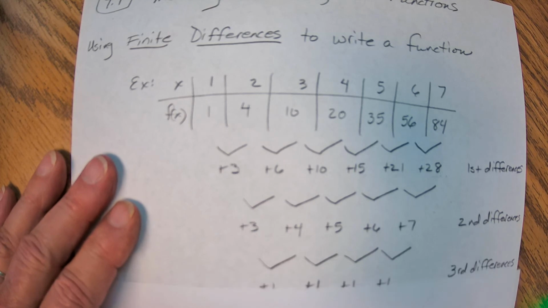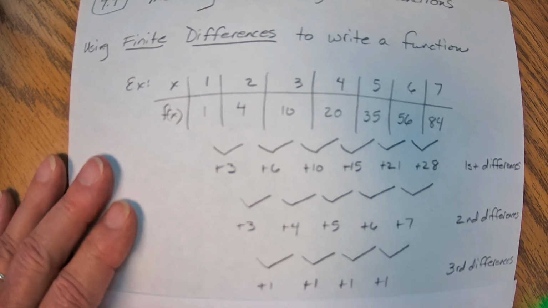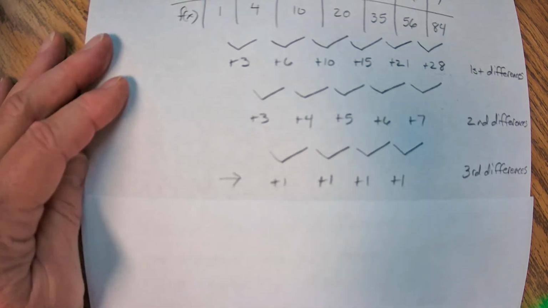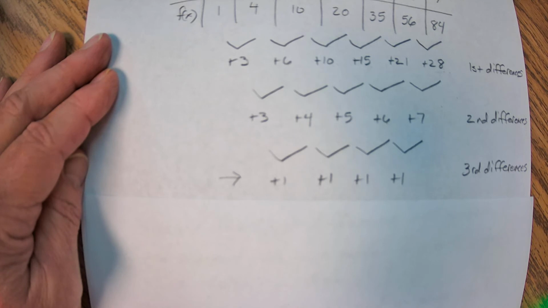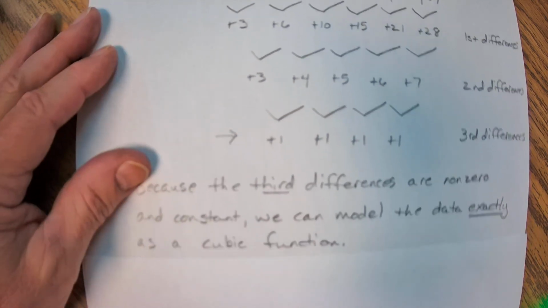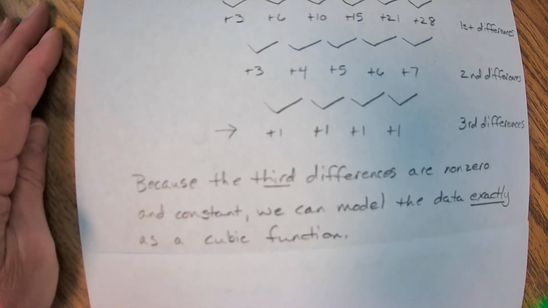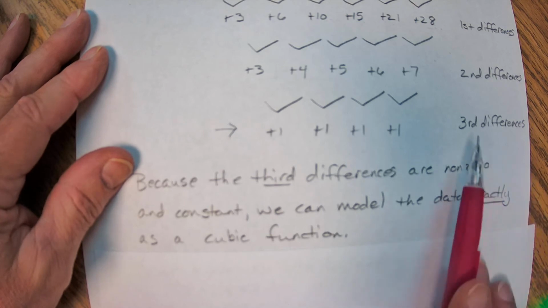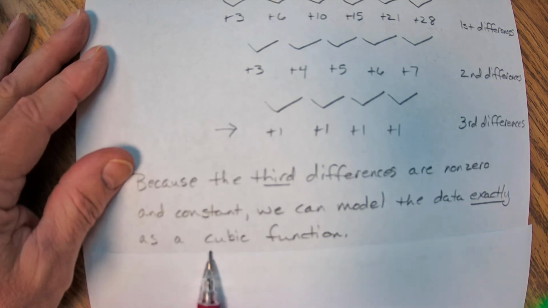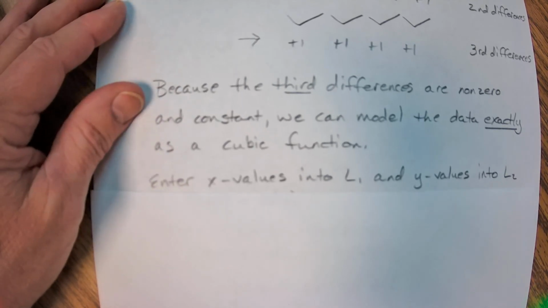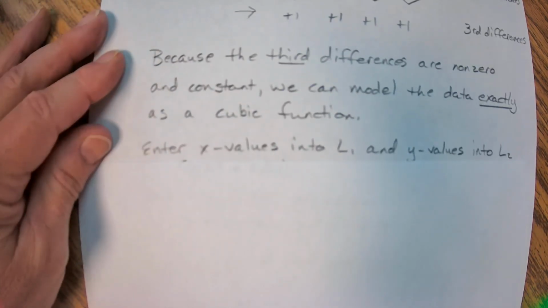So I'm going to go one more level, and find the third differences. Notice that the third differences are all the same, and they're non-zero. They're constant. So I know that we can model the data exactly as a cubic function because of my third differences, and the cubic function is degree 3. So obviously, we're going to use the calculator to do this.